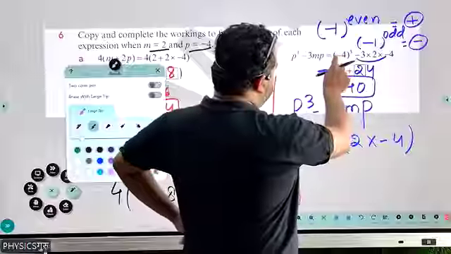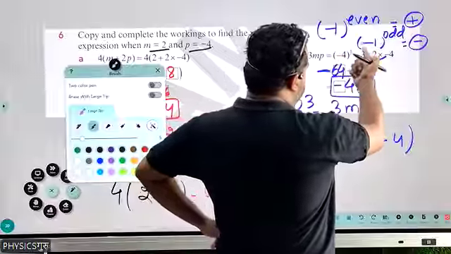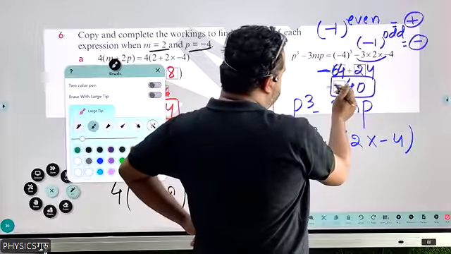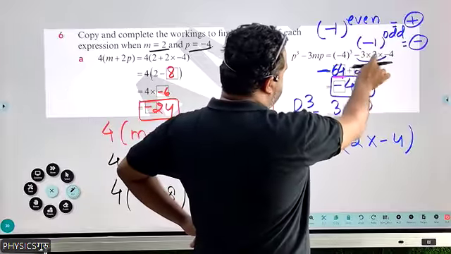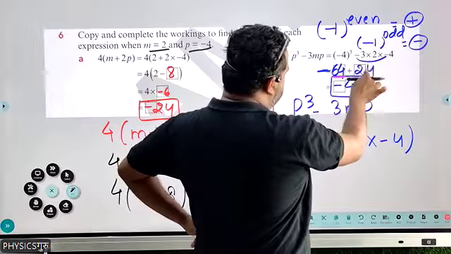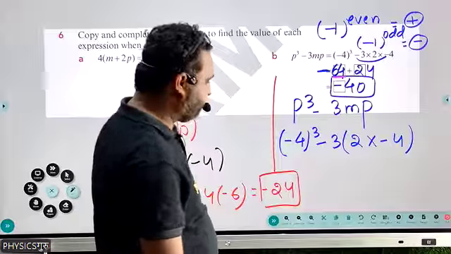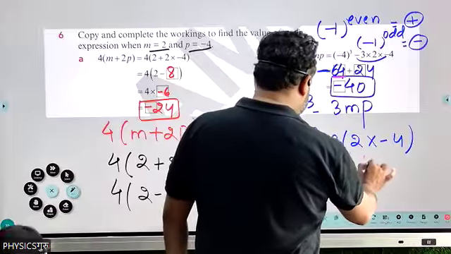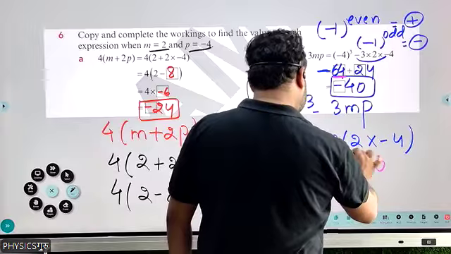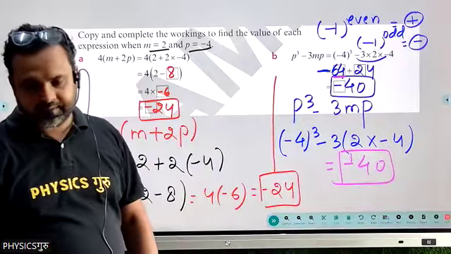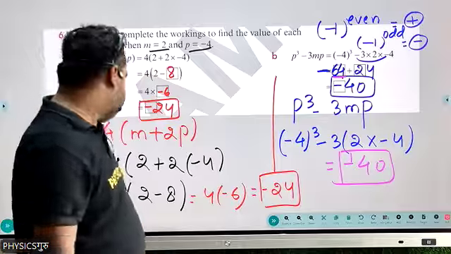See, minus 4 cubed. I have told you minus raised to the power odd value is negative, so minus 4 4s are 16, 16 times 4 is 64, minus 64, plus 3 2s are 6, 6 4s are 24. So minus 64 plus 24 is minus 40. So the required answer is minus 40. I hope the concept is clear. Okay, good. Next one.